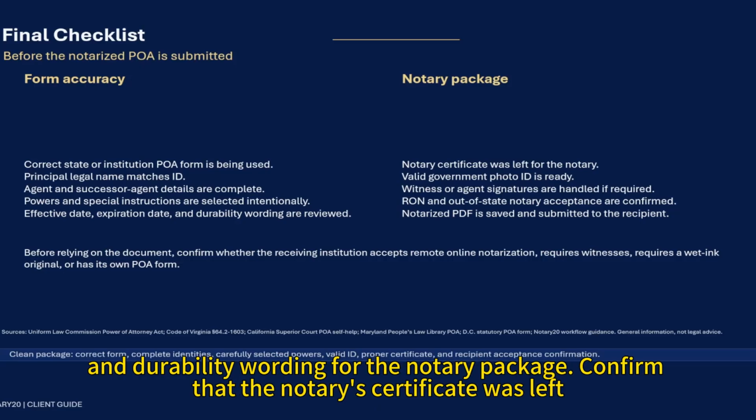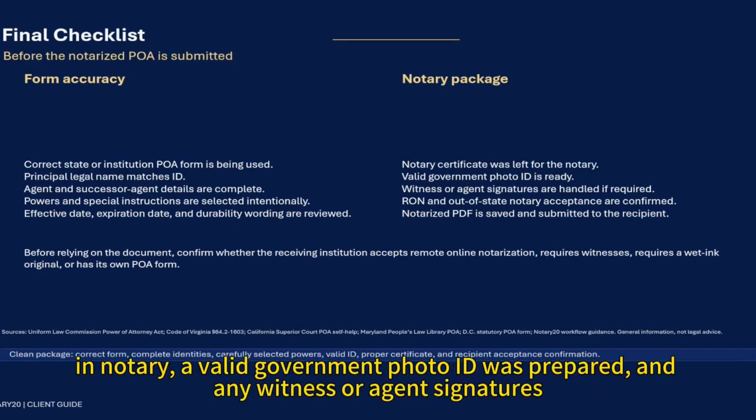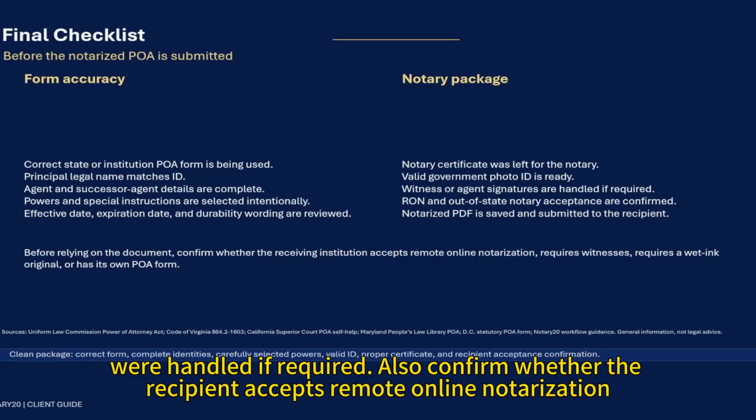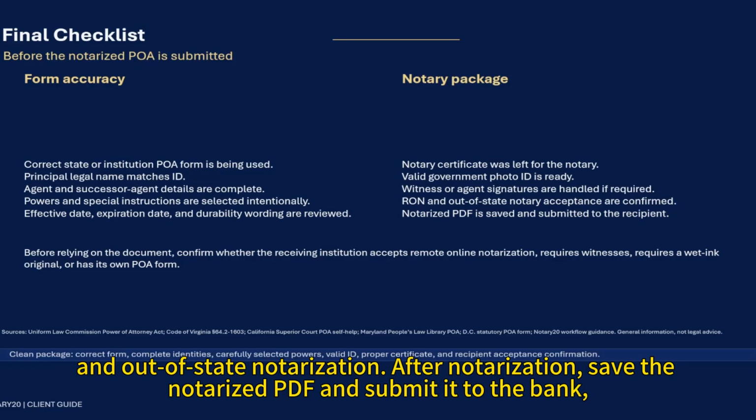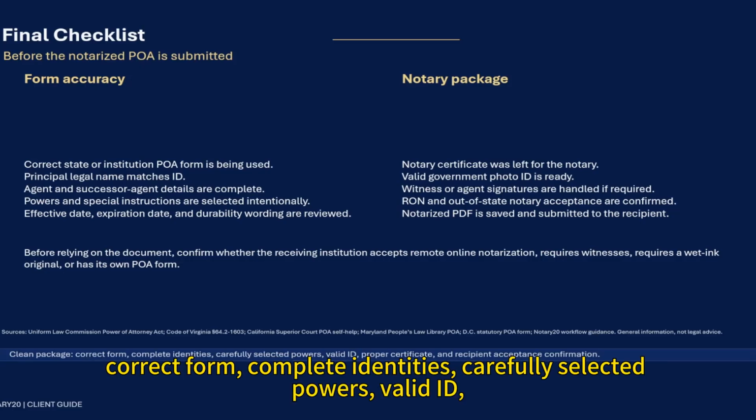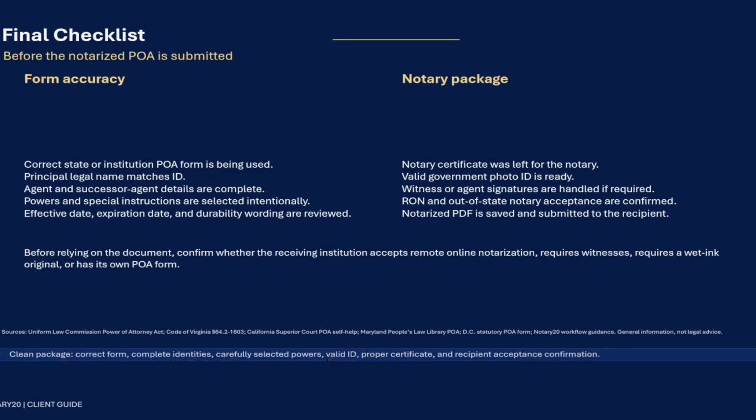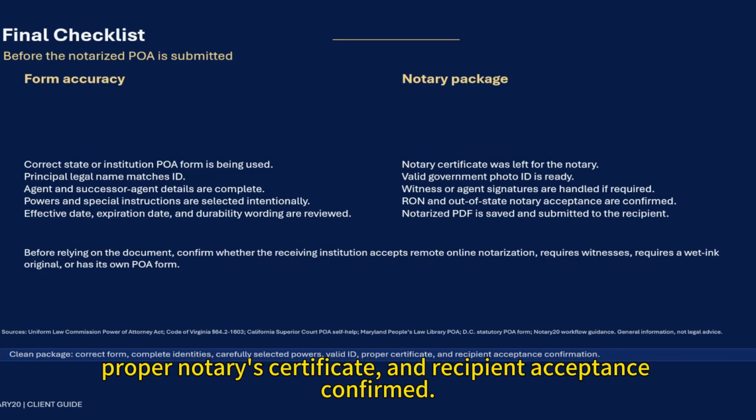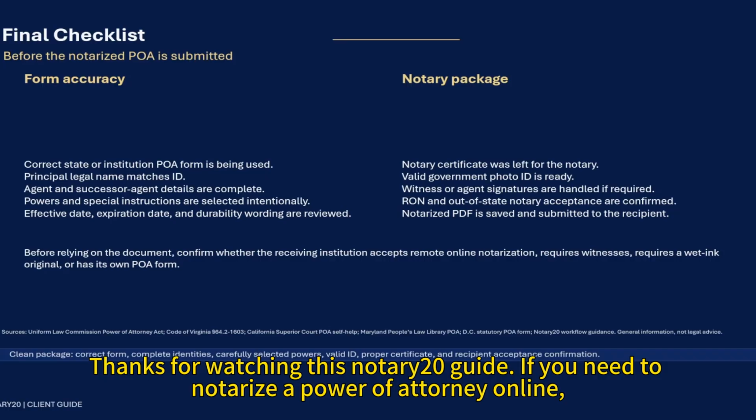For the notary package, confirm that the notary certificate was left for the notary, a valid government photo ID was prepared, and any witness or agent signatures were handled if required. Also confirm whether the recipient accepts remote online notarization and out-of-state notarization. After notarization, save the notarized PDF and submit it to the bank, agency, attorney, court, or other receiving institution. A clean POA package means correct form, complete identities, carefully selected powers, valid ID, proper notary certificate, and recipient acceptance confirmed.